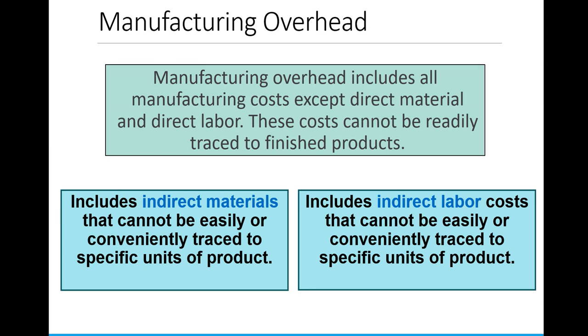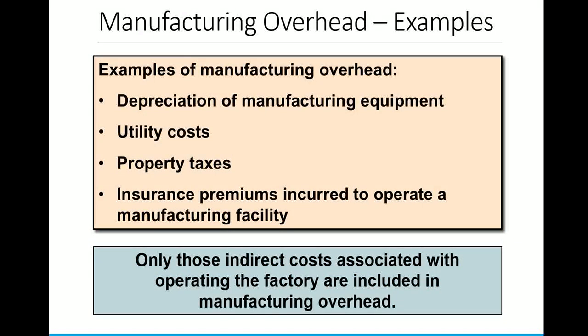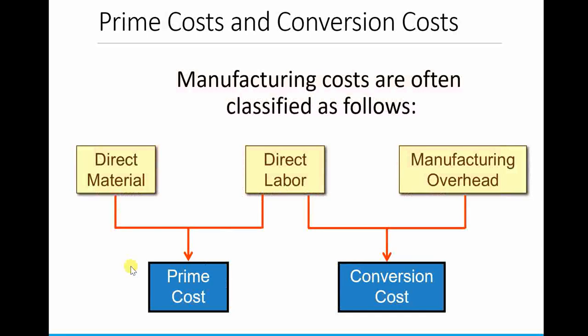And the last category is manufacturing overhead, which includes all the manufacturing costs except direct material and direct labor. These costs cannot be readily traced to finished products. These include indirect material and indirect labor. Some examples of manufacturing overhead costs are depreciation of manufacturing equipment, utility costs, property taxes, insurance premiums, etc.